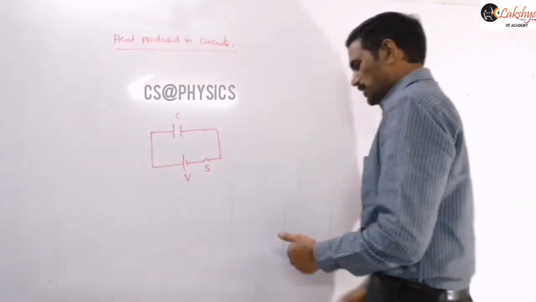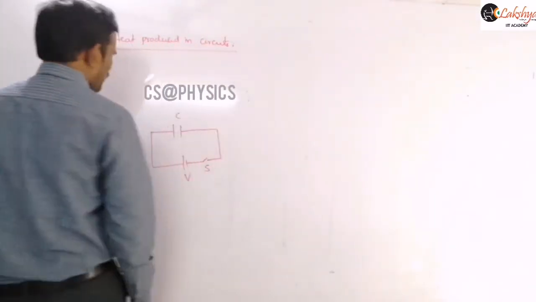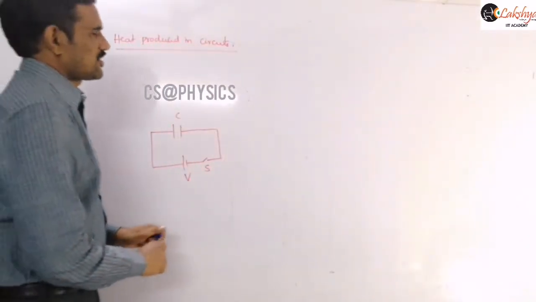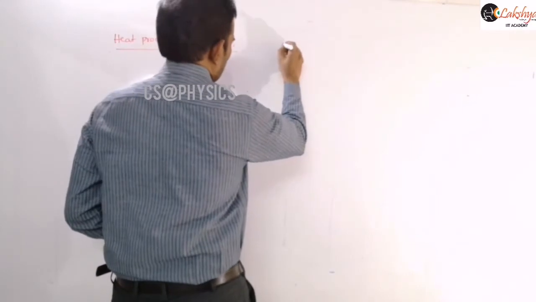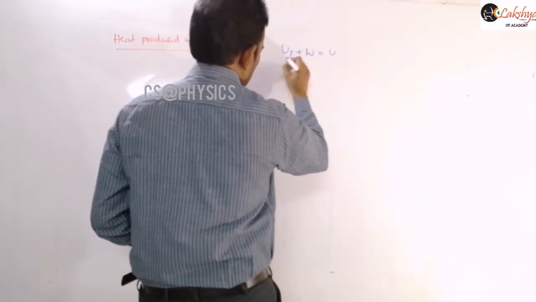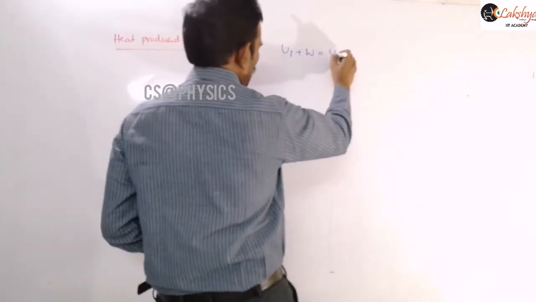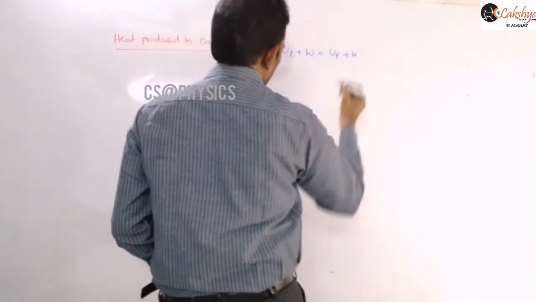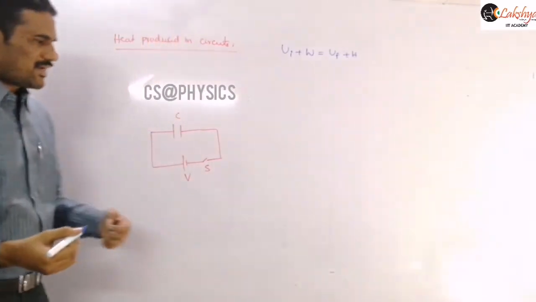And so now let us simply apply our conservation of energy equation that we discussed. So I am applying that conservation of energy here. The initial energy plus work done is equal to U final plus heat produced, right?